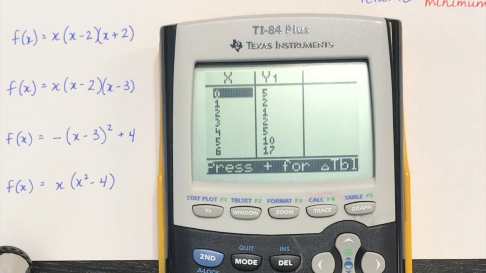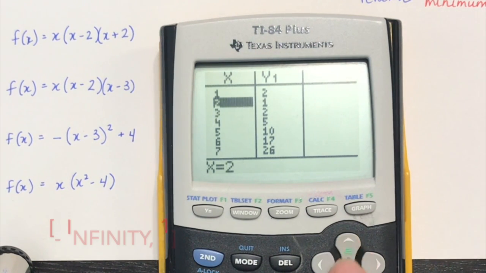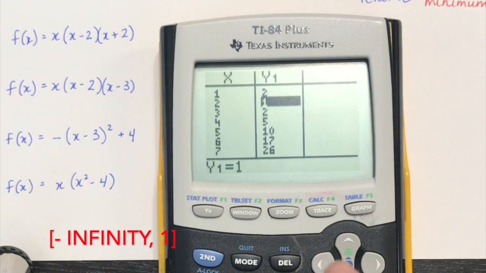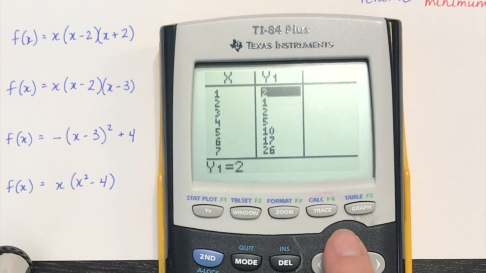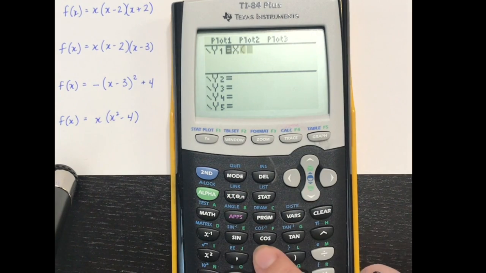There you go. You see a 5 is my y-intercept, and then we also see that x equals 2, y equals 1. That's the point we were talking about right there. That is my lowest point, and so that means from -infinity down to that point, x equals 2, it decreases and then it increases after that.